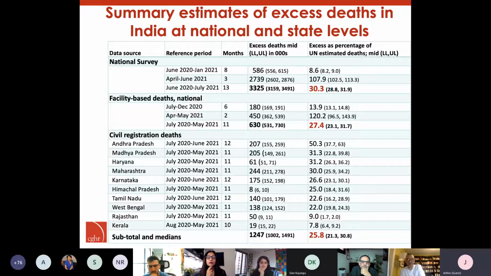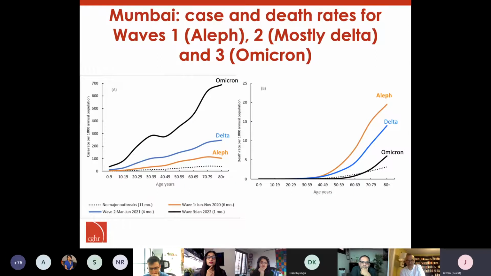And the World Health Organization's forthcoming estimates are very consistent with what we've estimated. So the big question is what happened, particularly with that second wave. We're doing some further work, as yet unpublished, looking at Mumbai, which was very much a bellwether for the whole country. And what you see here is the different waves. Aleph is the first wave, which I've renamed. WHO doesn't have this nomenclature, but it probably should adopt it. Then the Delta wave and Omicron, which is the more recent wave.